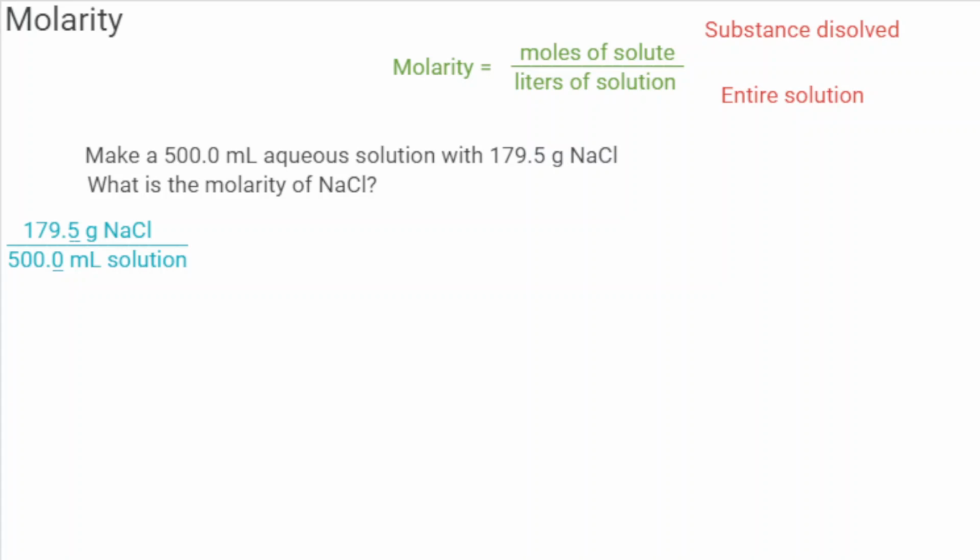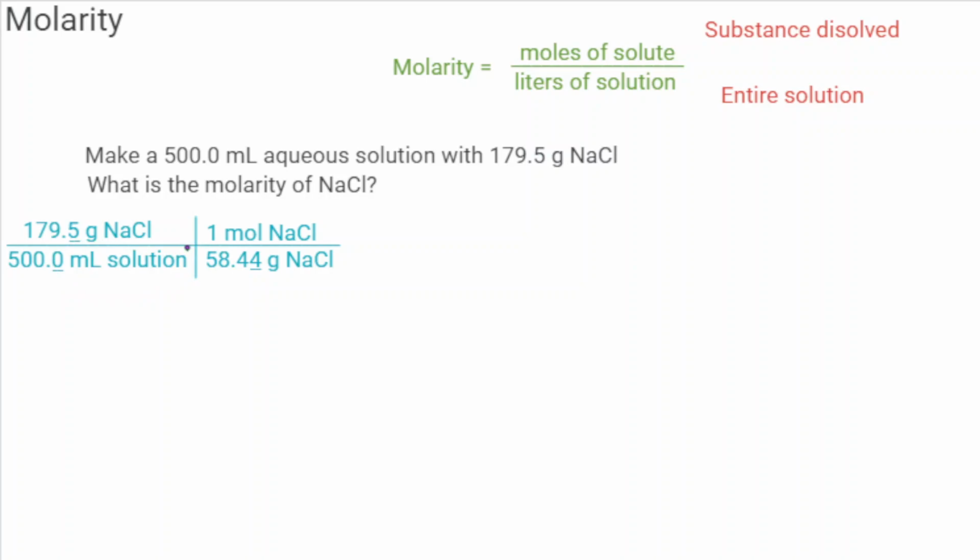Now, we want to try to get in units of moles of solute and liters of solution. So we're going to tackle the moles of solute first. And so, since I have grams of sodium chloride, I'm going to divide it by the molar mass, which we can use the periodic table to find out to be 58.44 grams of sodium chloride, again for every 1 mole of sodium chloride. So our units are going to cancel out for grams, and now we'll have moles of sodium chloride per milliliters of solution. So we're almost there.